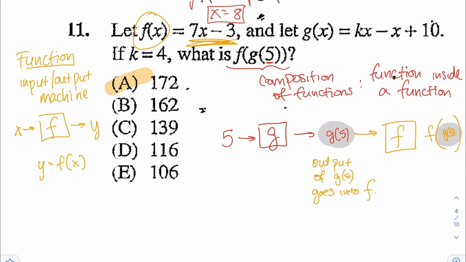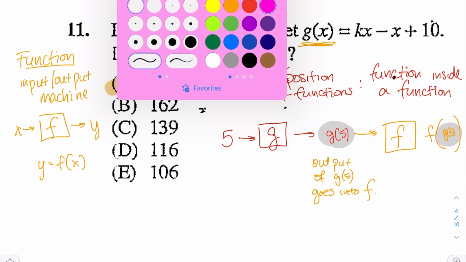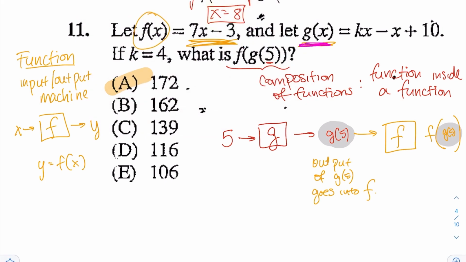So wherever you see x, you have to replace it with 5. So you have to do g first. Inside g, you're going to do g of 5. Everywhere you see x, you're going to replace it with 5.